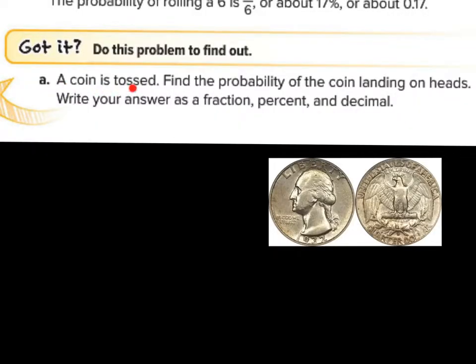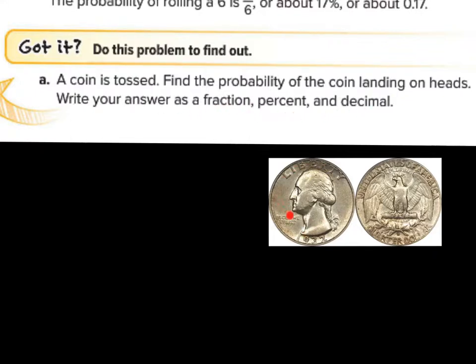A coin is tossed, and here's a coin. You see a coin has 2 sides. It has the heads and the tails, right? That's what we call it, heads and tails. Find the probability of the coin landing on heads. Write your answer as a fraction, percent, and as a decimal.